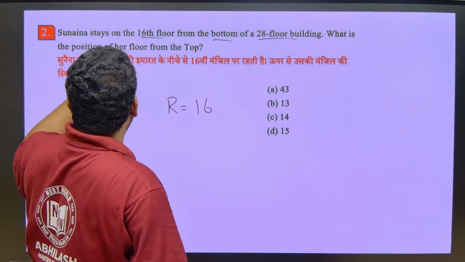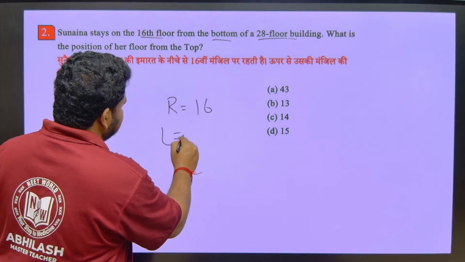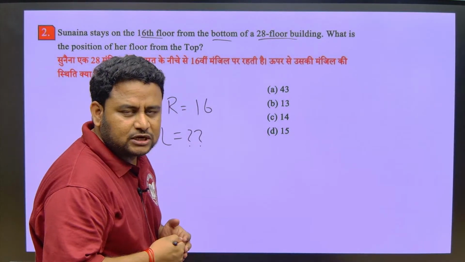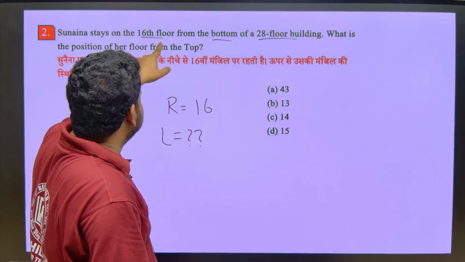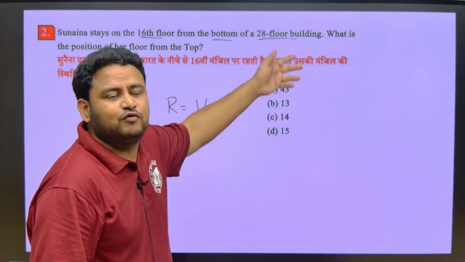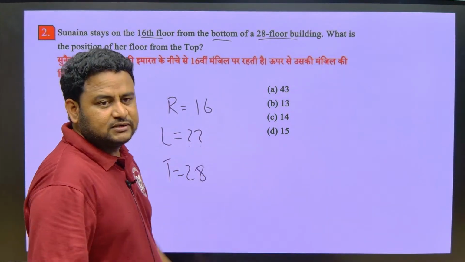See, what is her position, the position of her floor from the top? From the top means left position, we don't know. All right. Total is what? Have they given anything called total? Directly they have not given, but they are telling Sunana stays on the 16th floor from the bottom of a 28 floor building. The building is 28 floors. That means total is 28. So they have given total.